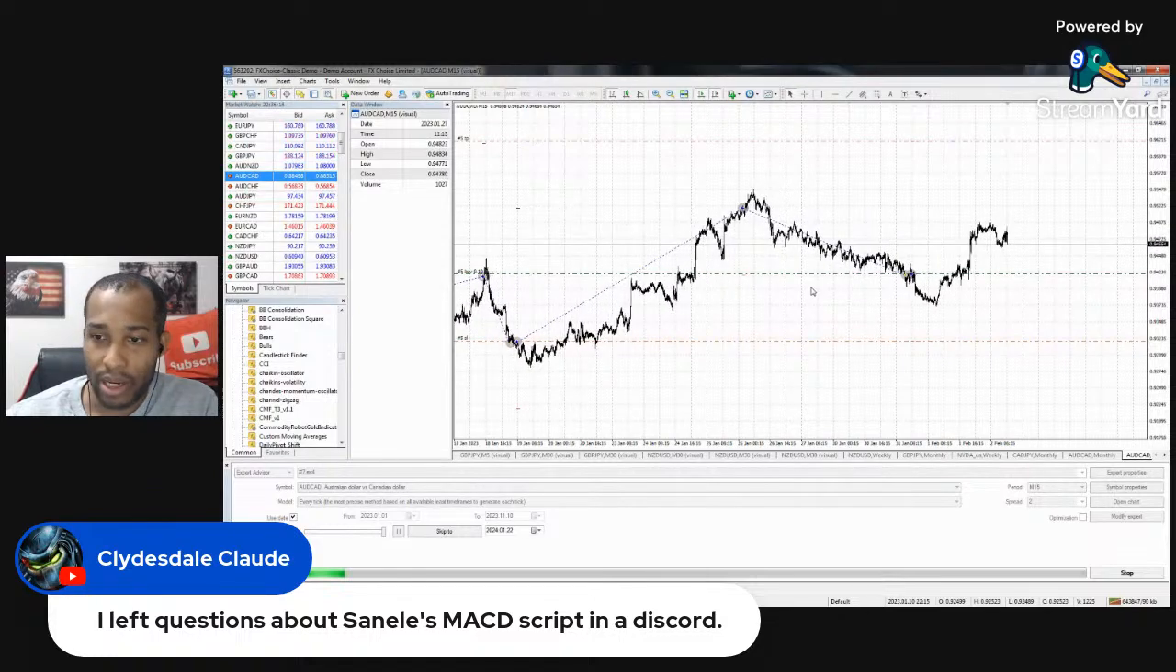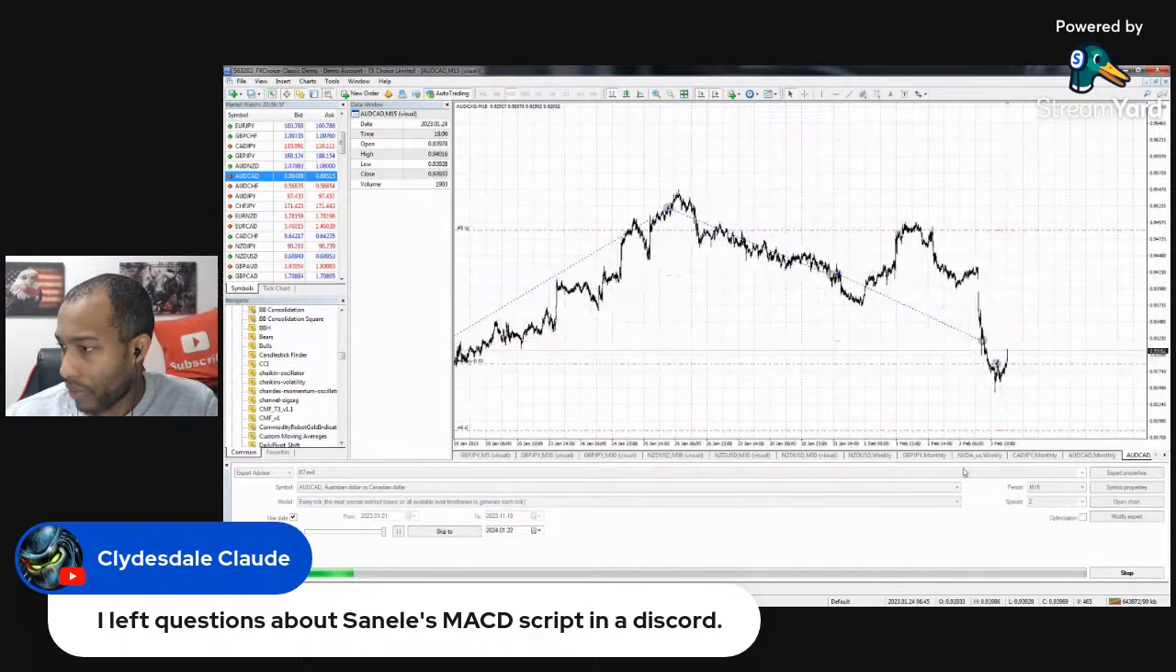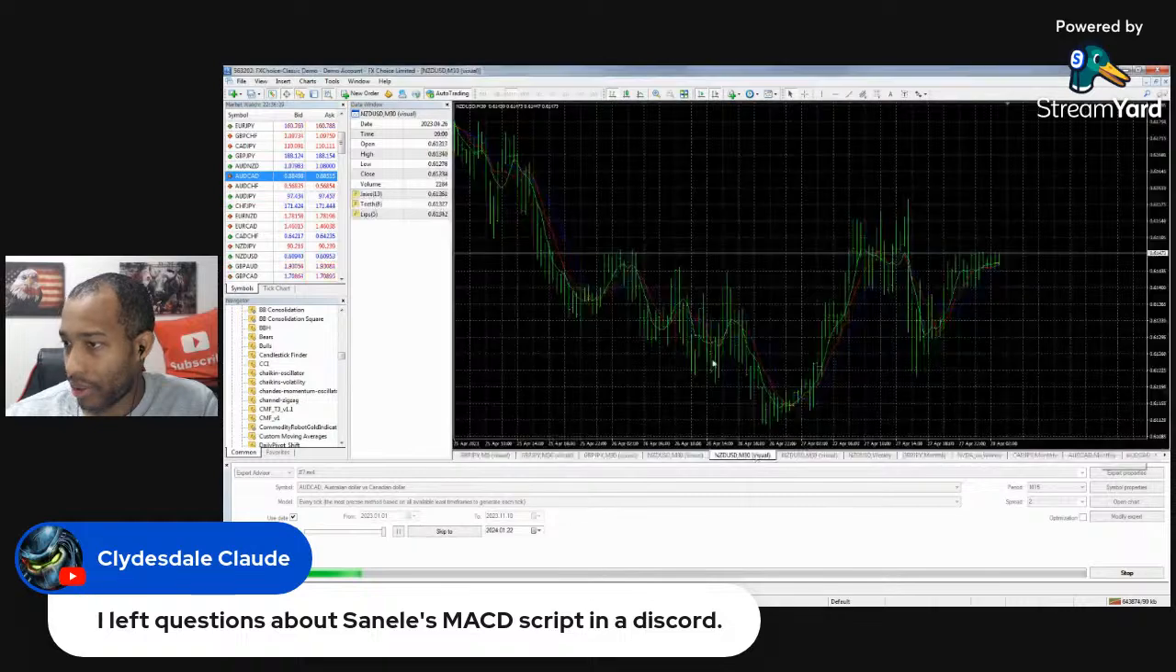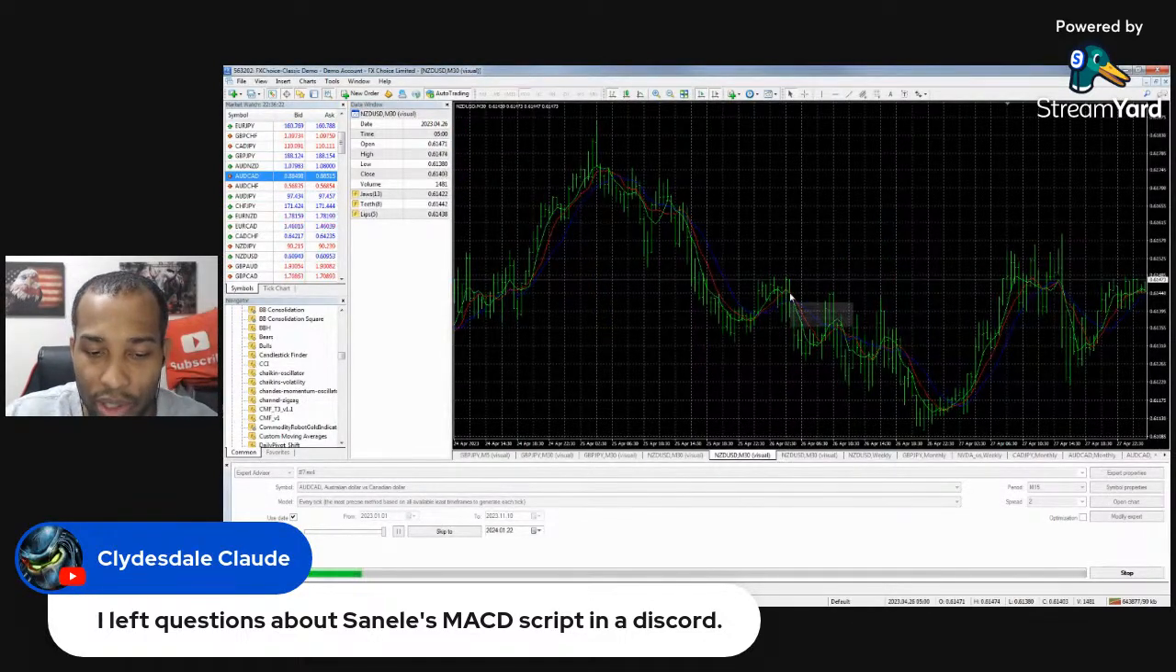But now we're testing this alligator strategy. If you guys don't know the alligator strategy, this is how it looks. Three moving averages, basically.